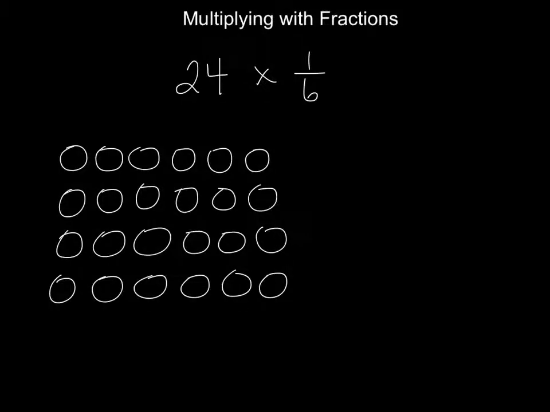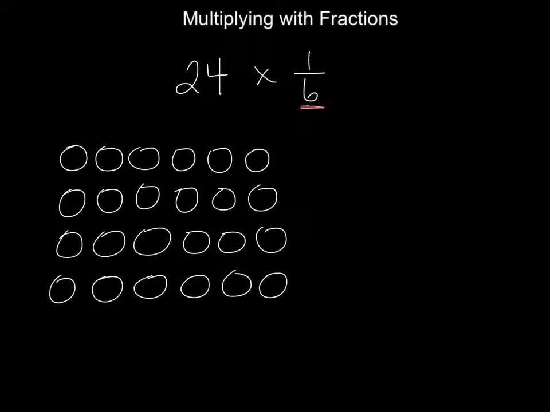In this lesson, we're going to learn how to multiply with fractions. We're going to start with a whole number times a fraction: 24 times 1/6. I've drawn 24 objects. When multiplying with fractions, I need to look at my denominator. The denominator tells me how many groups things are broken into.